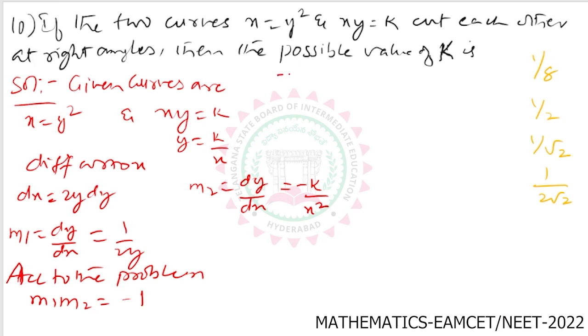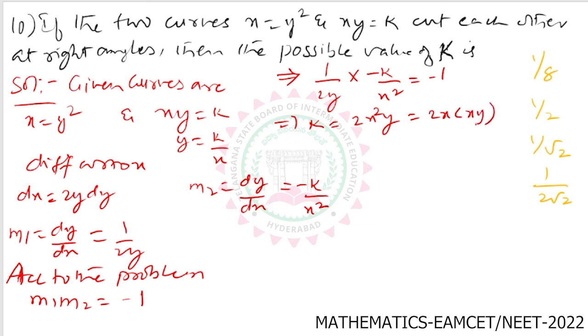So, this implies that what is my m1? 1 by 2y into what is m2? Minus k by x square is equal to minus 1. Or if I just cross multiply, I am getting k is equal to 2x square y. This can be written as 2x into xy. I can write this, you have no objection in writing this. So, this is my first equation and this is my second equation.